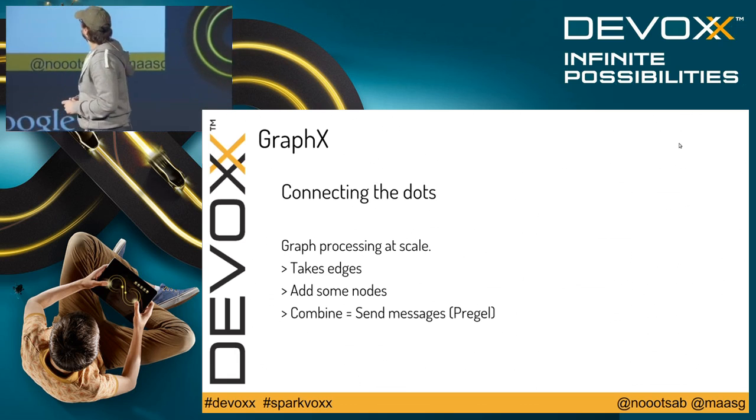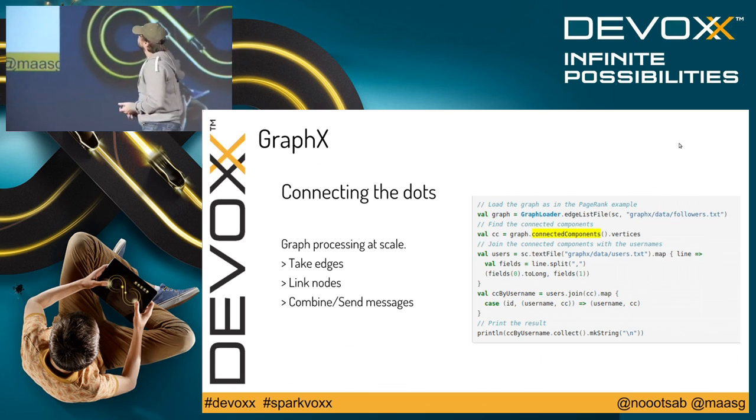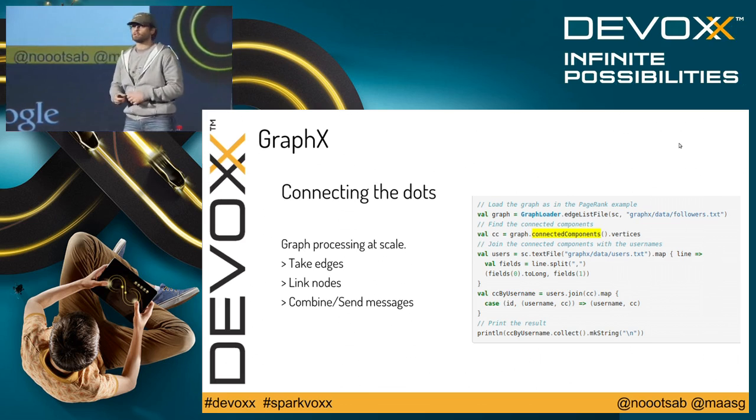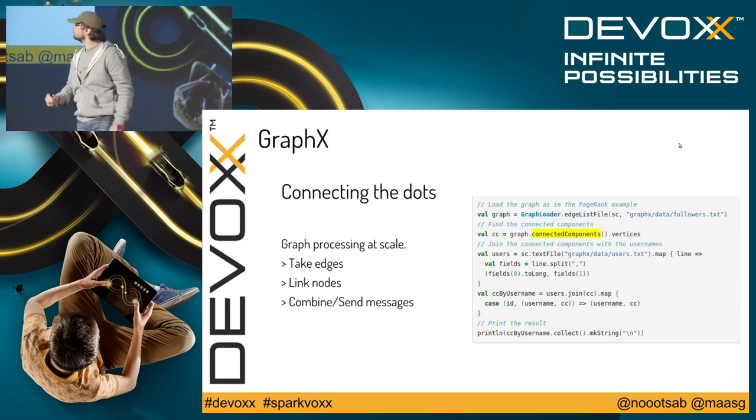Okay, so can you go? Yeah, thanks. So what you can do, you can ask for a graph loader to load some Twitter followers, just a graph of edges, who follows who.